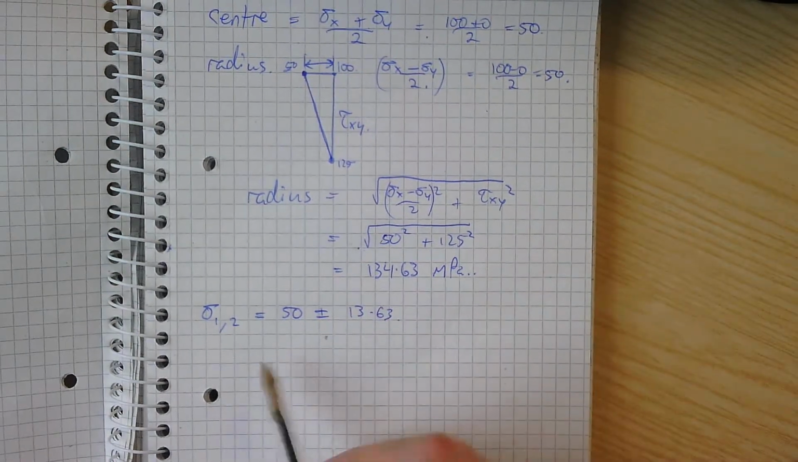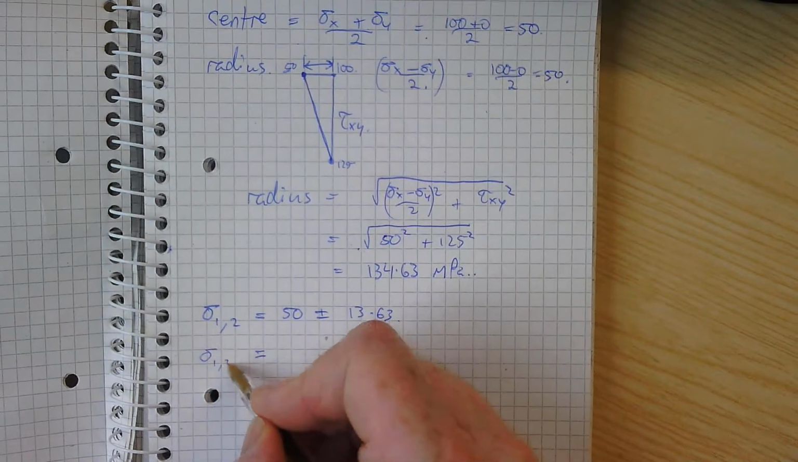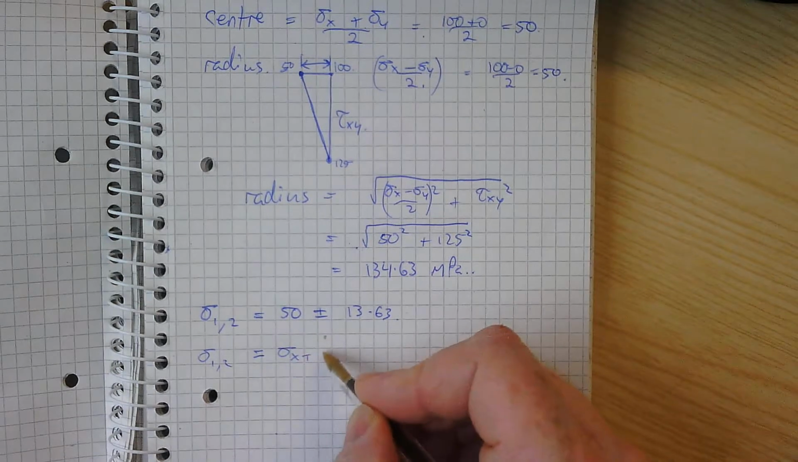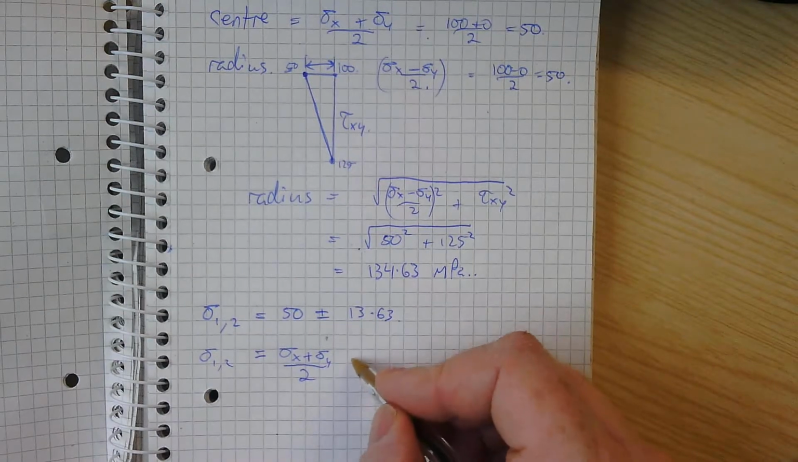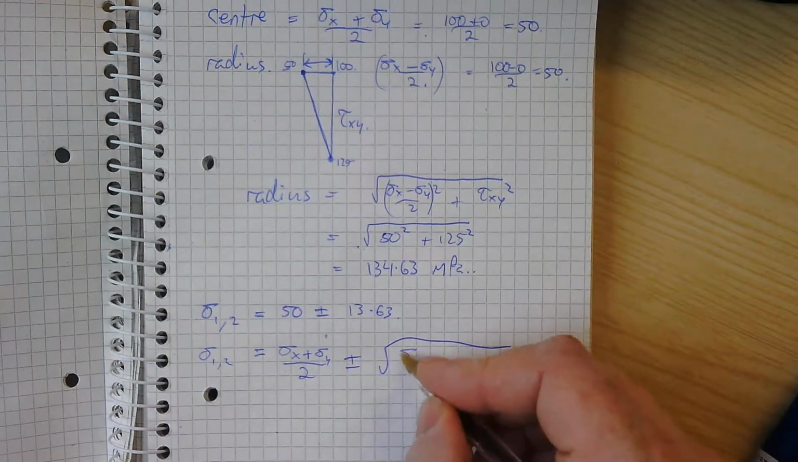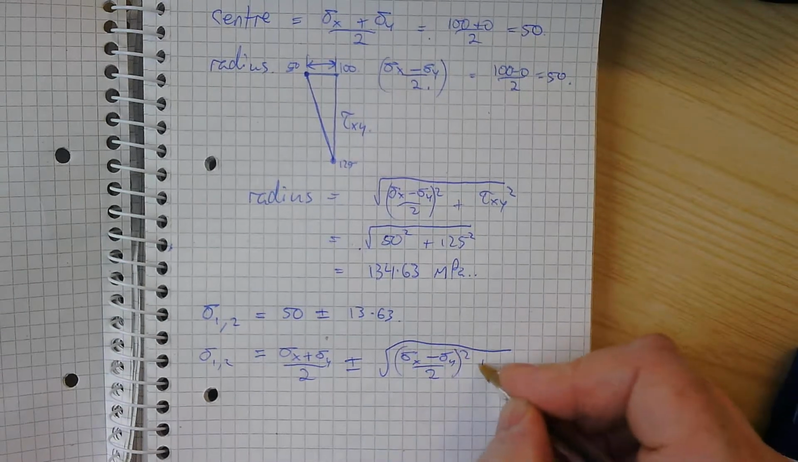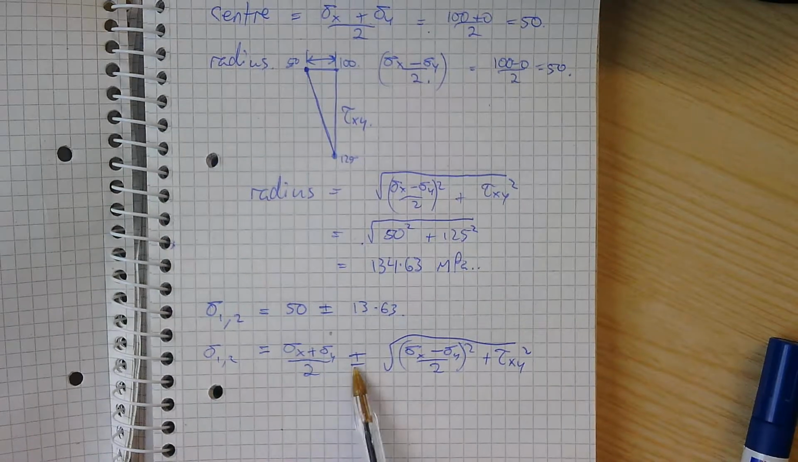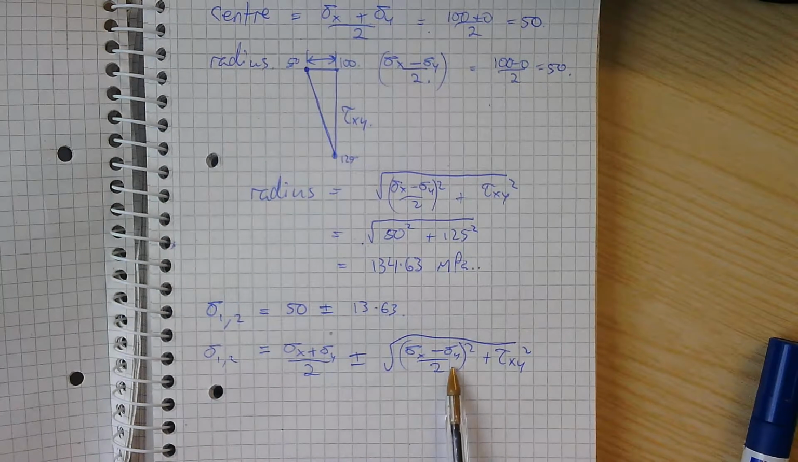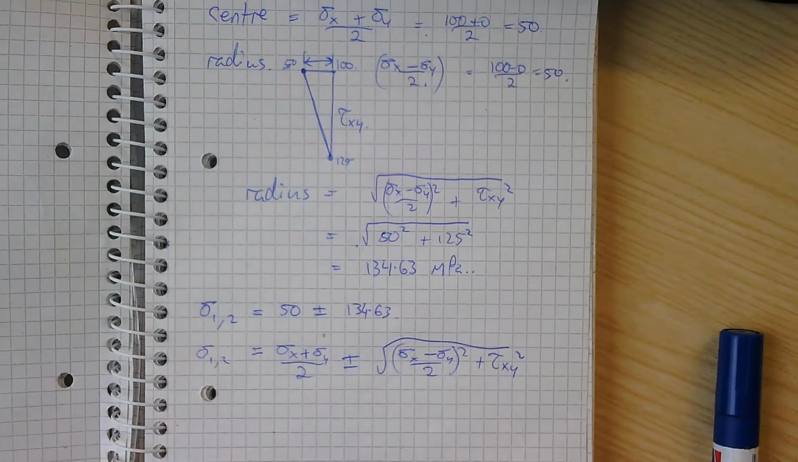134.63. I think the way it's given to you on the formula sheet in the exam paper is something like sigma 1 and 2 is equal to sigma x plus sigma y over 2 plus or minus the square root of sigma x minus sigma y over 2 squared plus tau xy squared. But you see, that's just the center of the circle plus or minus the radius of the circle. Okay? So that works out to be 50 plus or minus 134.63.